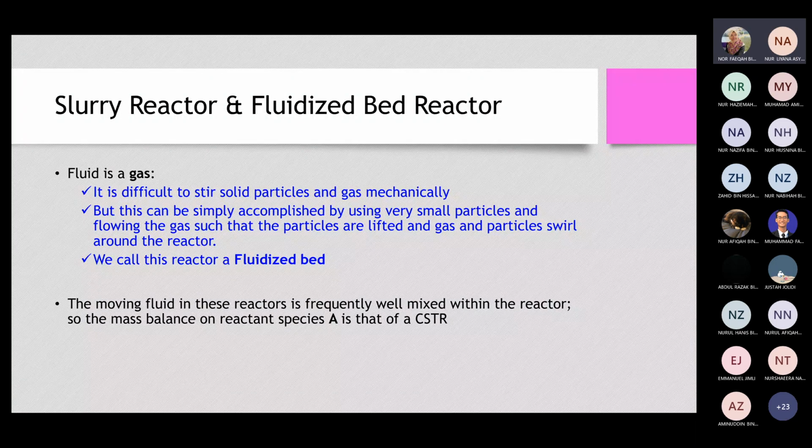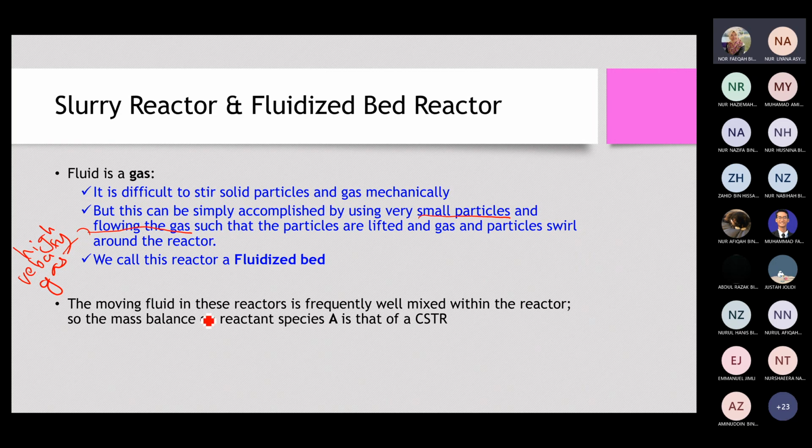So how to accomplish it? By using small particles and flowing the gas at high velocity. This is how we can swirl the catalyst and the gas reactant around the reactor. So we call this reactor a fluidized bed reactor.